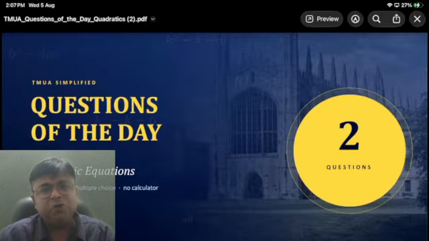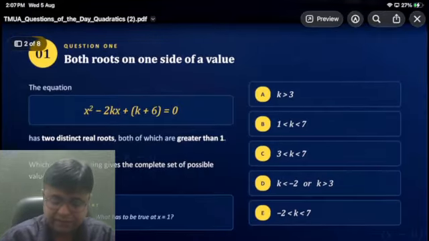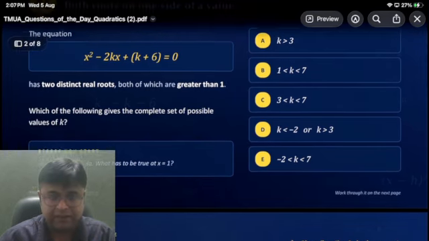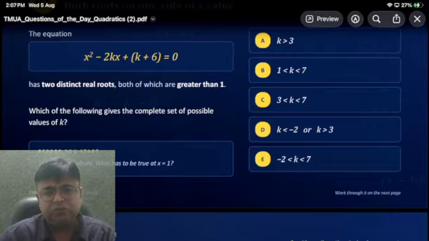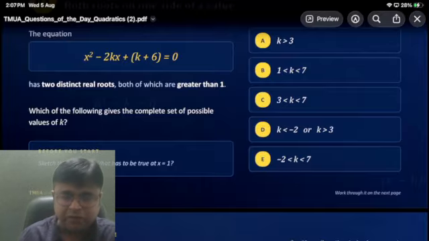So today I'm bringing you two questions on quadratic equations, which are very frequently coming questions in the TMUA paper. So let's do them. So here is the first question. If you read it, this is the question given to us. You can take your time in solving, right? I'm just solving it for you now.